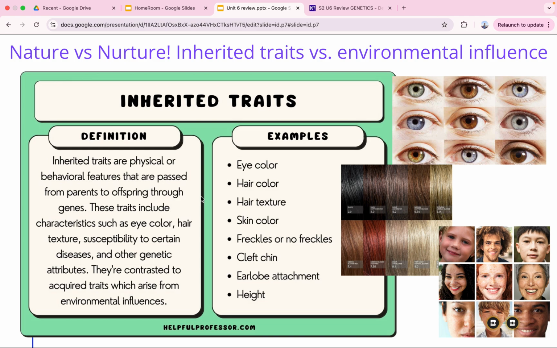After those first couple of units on DNA, RNA, and transcription, we got a little bit further into genetics and heredity. Here are some examples of inherited traits. So, we did a lab with this with the aliens. Things that can be inherited from your parents are eye color, hair texture, skin color, whether or not you have freckles, even specific things such as the type of chin you have, whether it has a divot, your earlobe attachment, your height. But there are also traits that are not inherited, and those have environmental influences.